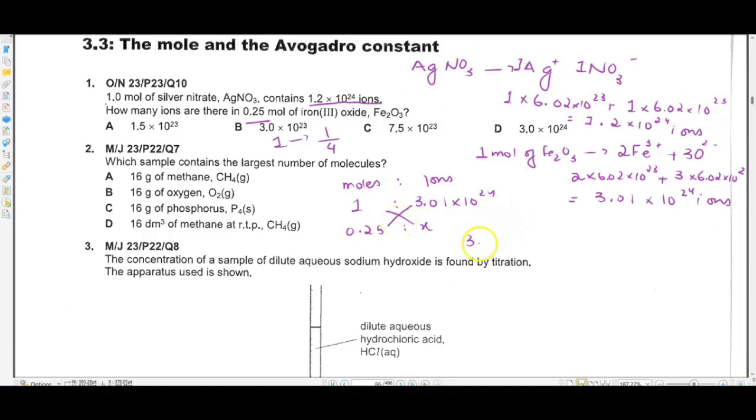Okay, 3.01 into 10 raised to the power 24 into 0.25 is equal to x into 1. So it's x. Basically, after multiplying this, we are going to get our answer, which is 7.5 into 10 raised to the power 23 ions in 0.25 moles of Fe2O3.